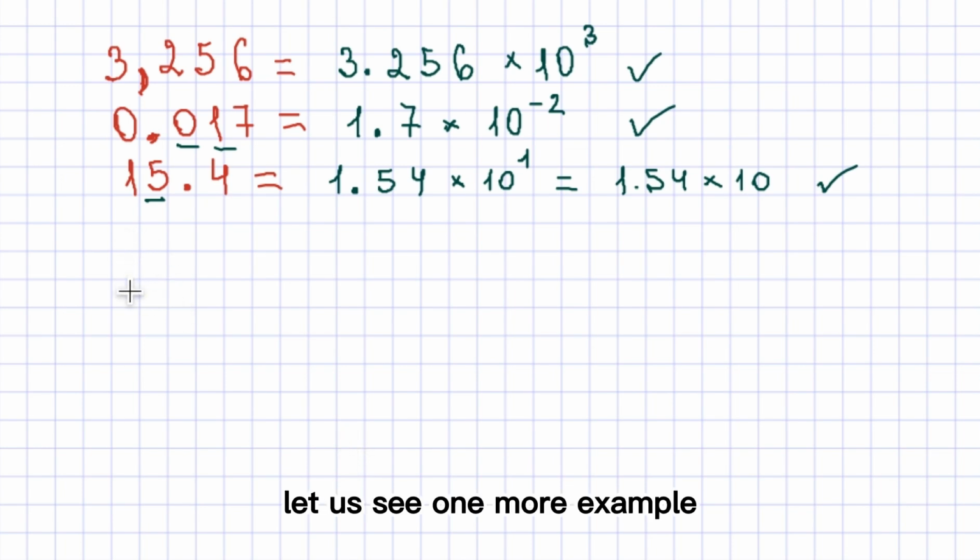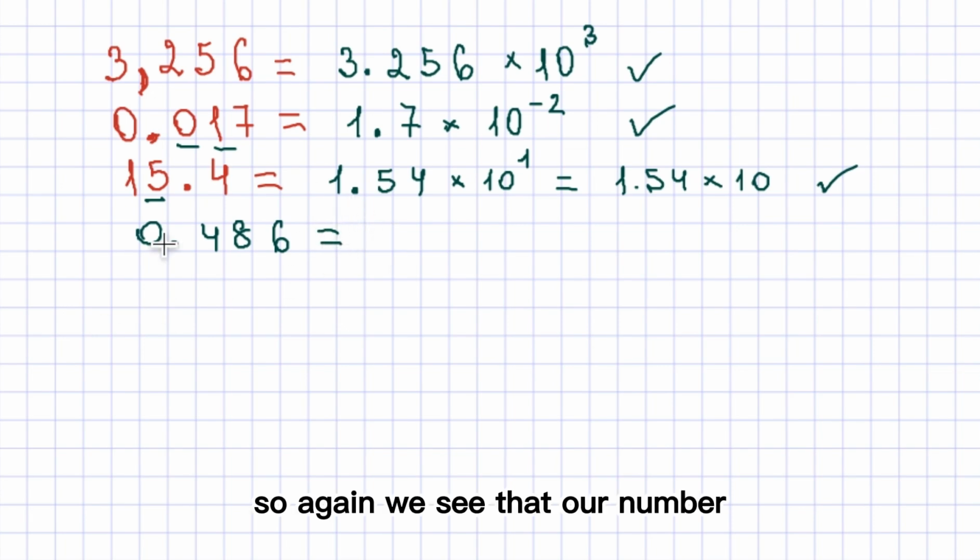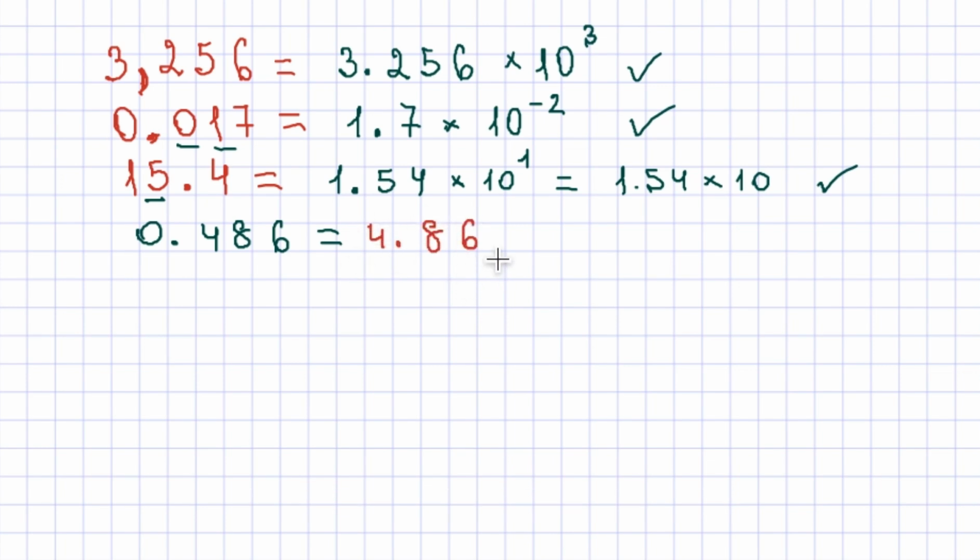Let us see one more example. It is 0.486. Okay. So again, we see that our number is not between 1 and 10. I will change it and write it 4.86. Now it is between 1 and 10.